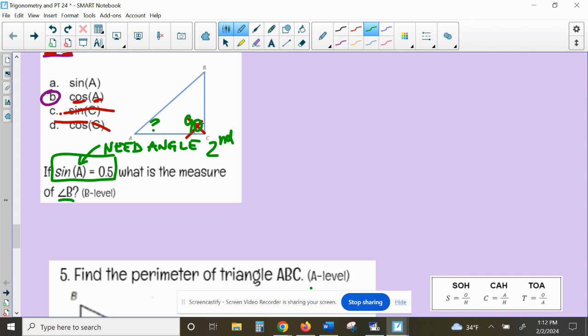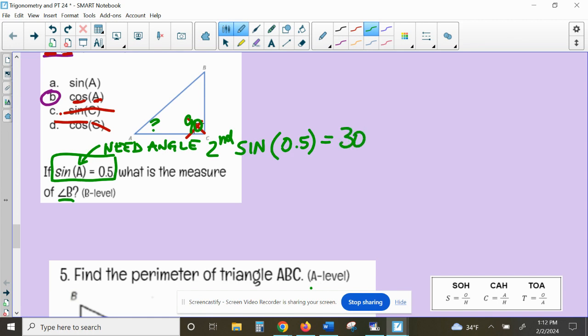It's super easy. Remember, 0.5 is the same as 1/2. It's just the same as a fraction, right? What do you got? 30. So I'm going to write down my keystrokes. Second, sine, and then we're going to put 0.5, and that equaled 30.